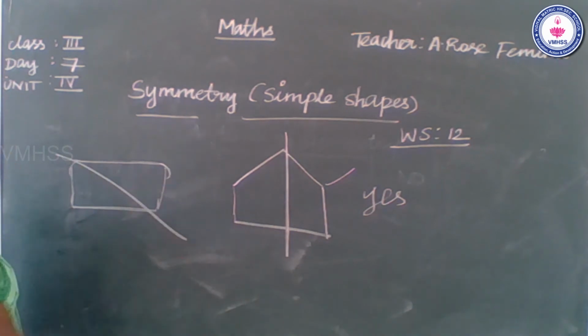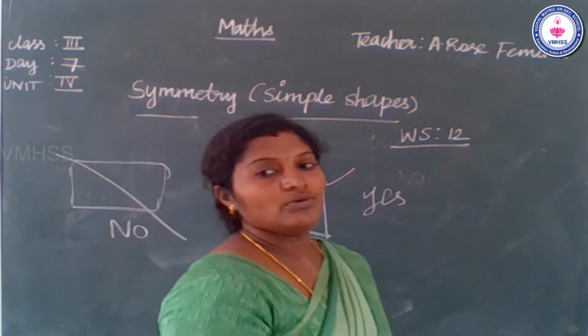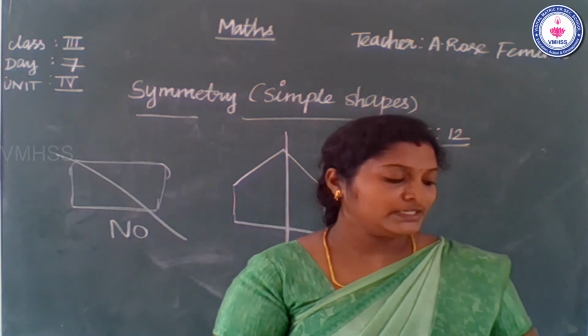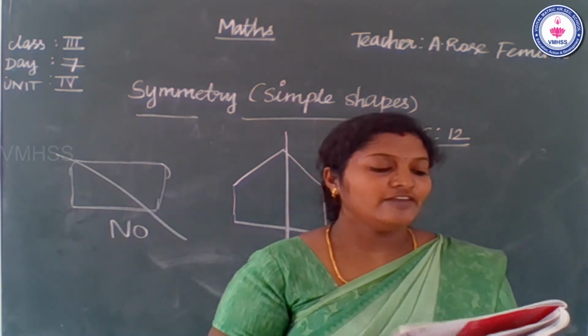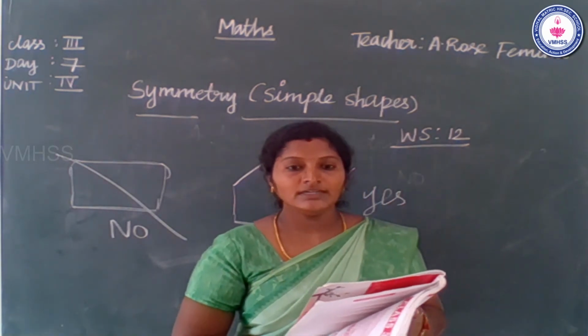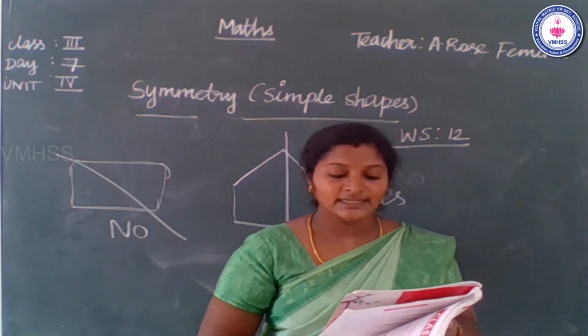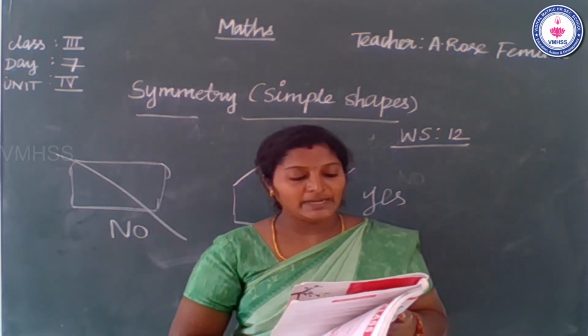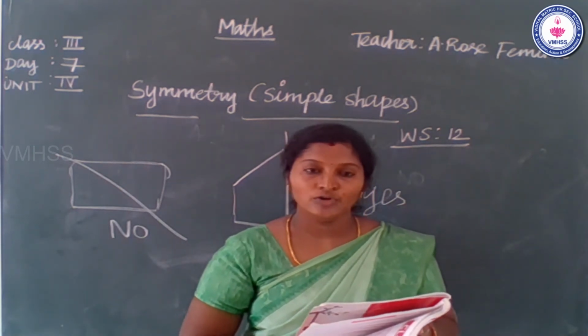So this is no. This is asymmetrical. So what's the last one? No. Okay. So first one is: tell whether the dotted line on each letter object represents a line of symmetry. Write yes or no.